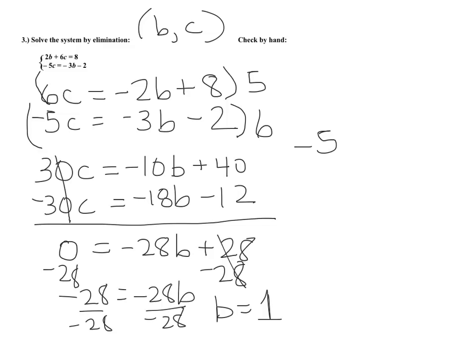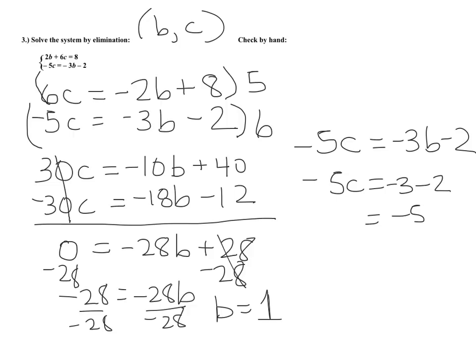So I get negative 5c equals negative 3b minus 2. And I'm going to replace the b with 1, so that's just negative 3. So I have negative 5c equals negative 3 minus 2, and negative 3 minus 2 is negative 5. So I get negative 5c equals negative 5, divide everything by negative 5, and I'm going to get that c is equal to 1. So the answer is going to be, remember, b, c, but they're both the same number, so the answer is just 1, 1.